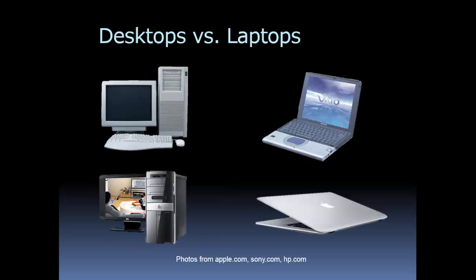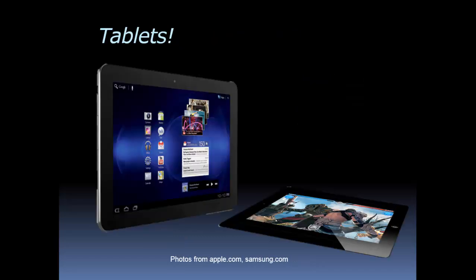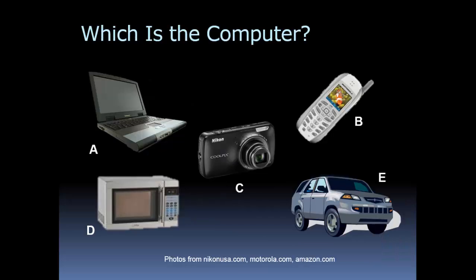Okay. If you look at desktops and laptops, you've all seen them and used them, so you're pretty familiar with them. Tablets, again, a lot of you have tablets, and they're becoming increasingly popular. We'll see them in many, many business applications in the future. Quick little question here is which of these is the computer? A, B, C, D, or E? And of course, the answer is F, all of the above.